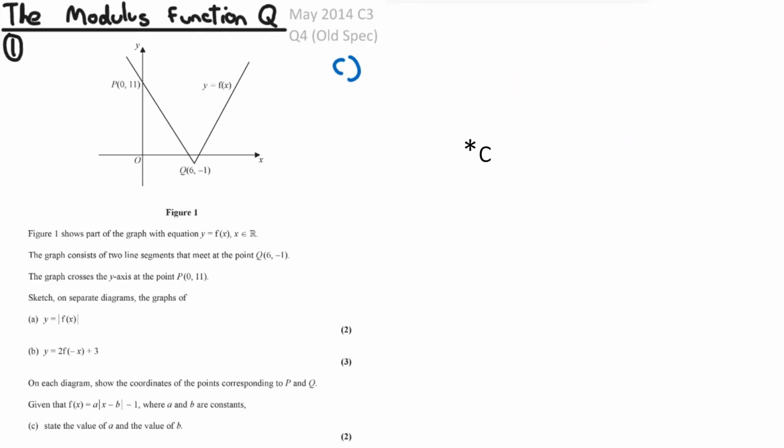So for part B, we're told that f of x is equal to a of the modulus of x minus b, minus 1, and we need to state the values of a and the values of b, and to do this we have to use this graph and use the fact that we know the values of P and the values of Q and sub them in as the x and the y coordinates. So if we start with Q here, it's going to be a of, and then x is 6, so it's going to be 6 minus b, minus 1, and this is equal to minus 1.